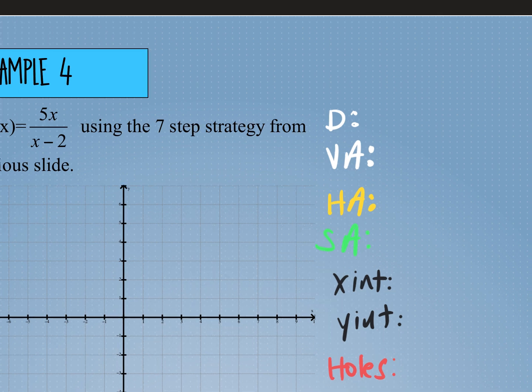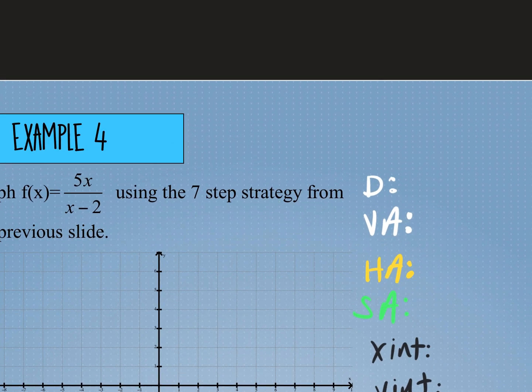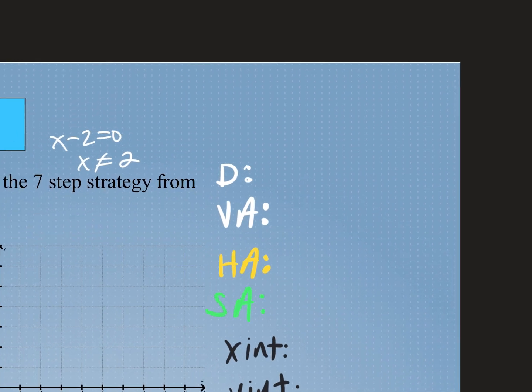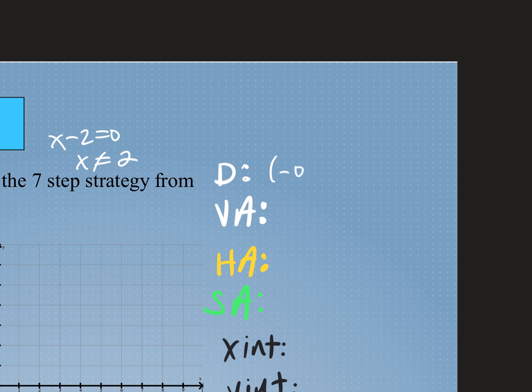The denominator, right? So I have x minus 2 equals 0. So x cannot be what number? X cannot be positive 2. So your domain is anything in the world except for positive 2, correct? There's your domain. What is your vertical asymptote? X equals 2, correct?